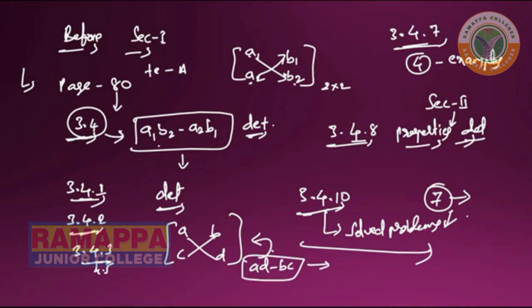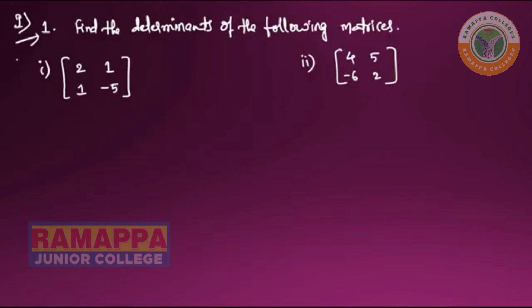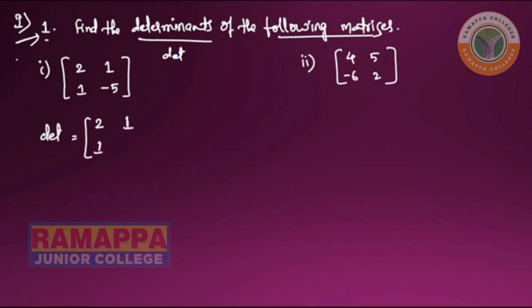It is very important, as I told you already, for 2 marks questions. In section 1, the first question says find the determinants of the following matrices. What do we have to find? The determinant. The first matrix is 2, 1, 1, minus 5. This determinant is equal to what?